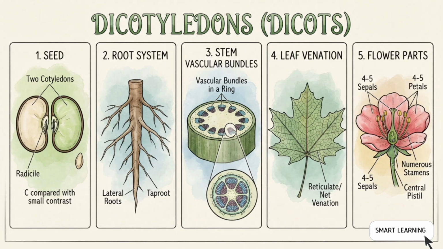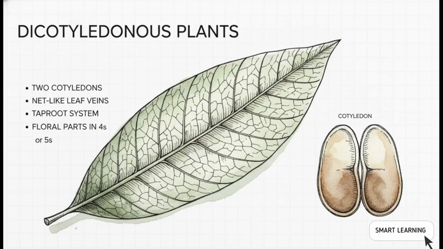Section 6. Dicots, two seed leaves. And this brings us to our final classification group. Since di means two, dicots are flowering plants whose seeds usually have two cotyledons, or two seed leaves.